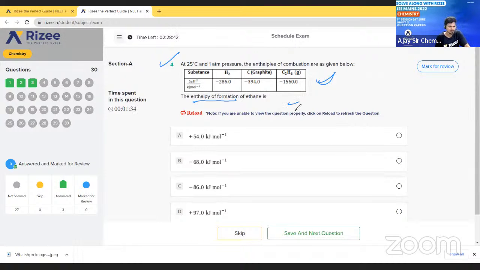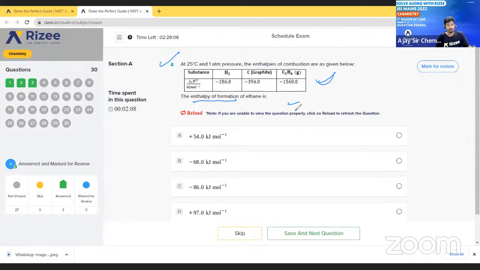So 1 minute is over. This is a very simple answer. We can find the answer very easily, but it will take time, and you have to know the formula. How to find this enthalpy of formation? You will have one small formula, or rather an equation, and you have to apply it. Then only you will get the answer.